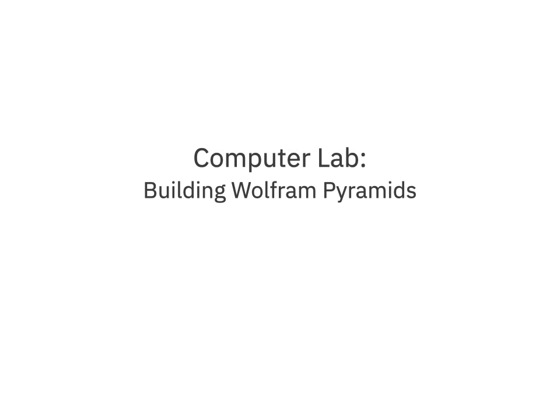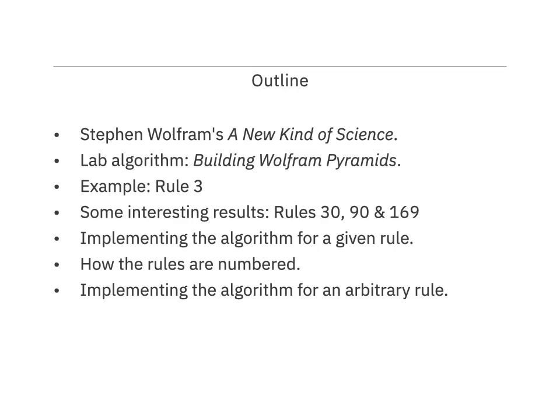Hi all. For this lab, we're going to be playing around with a cellular automata algorithm based on a set of rules presented in a book by Stephen Wolfram called A New Kind of Science. First, we'll briefly discuss the book and some of the ideas presented by Stephen Wolfram. We'll then take a look at a row-by-row cellular automata algorithm, which we'll call Wolfram Pyramids, which is modified from one of the algorithms presented in the book.